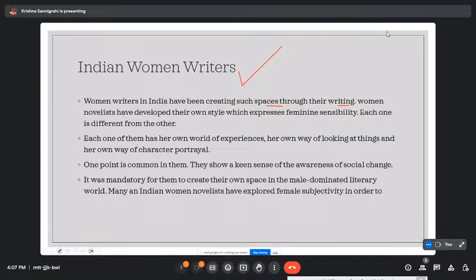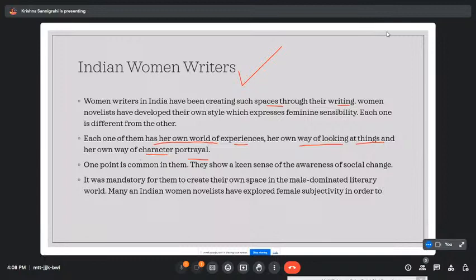Each one of them has her own world of experiences, her own way of looking at things, and her own way of character portrayal, because every writer is a unique writer in his or her own terms, and as a result has her own way of looking at things and her own way of character portrayal. So one point is common in them. They show a keen sense of awareness of social change. So it was mandatory for them to create their own space in the male-dominated literary world.